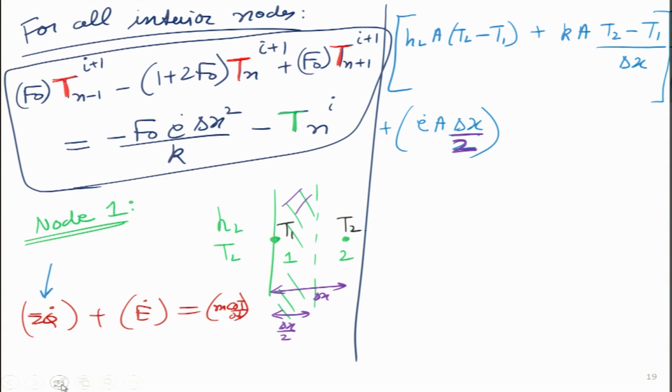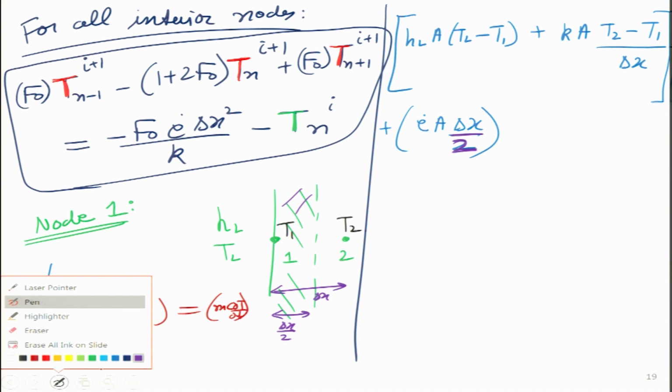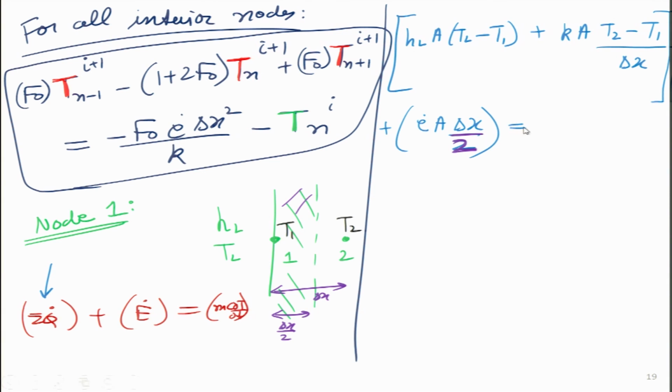And then what we get on the right hand side is equal to m for node 1 Cp del T by del t, and this one I can write again as density into volume. So volume will be A delta x by 2, this is my volume. Again, why have I put a 2 over here? Because it's a half node. Then multiplied by C, then the differential of temperature as a function of time I will discretize with delta t.